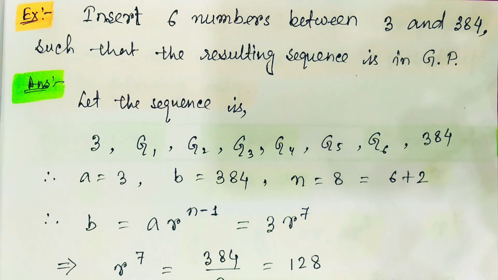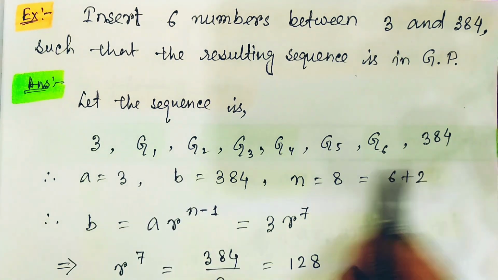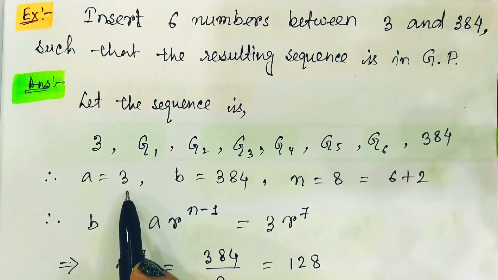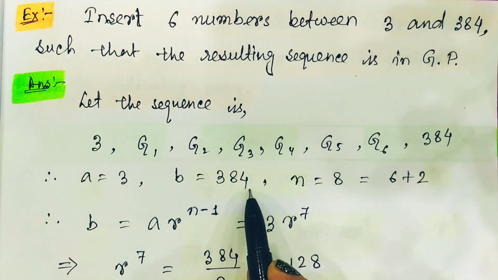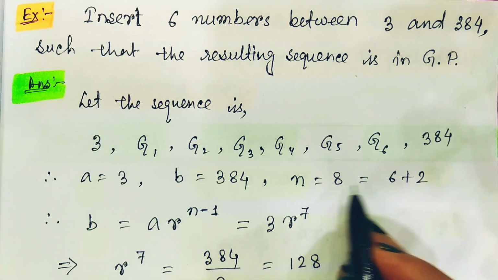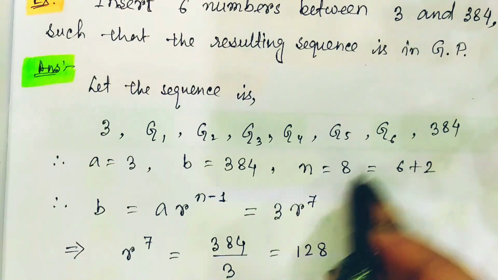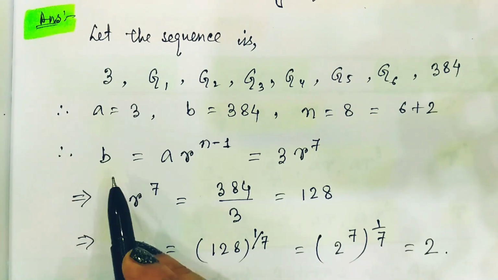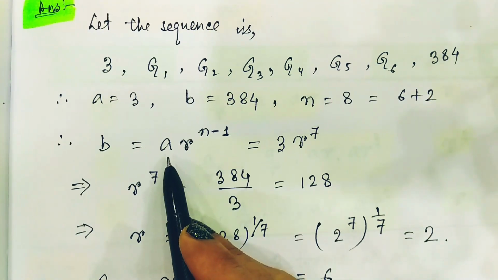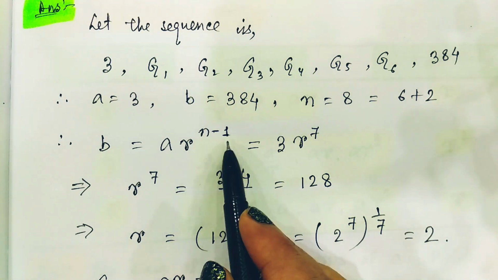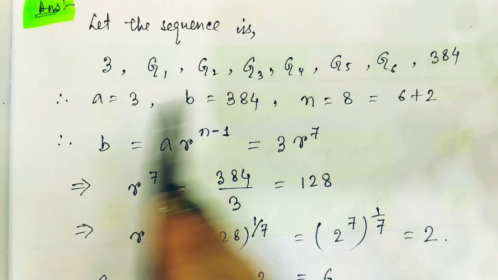So the question is, insert 6 numbers between 3 and 384 such that the resulting sequence is a GP. So let us insert these 6 numbers in between these two. Here the first term is 3 and the last term is 384. And definitely the number of terms is 6 plus 2, that is 8. So the last term is expressed in the form of a into r to the power n minus 1 if this one is a GP series.